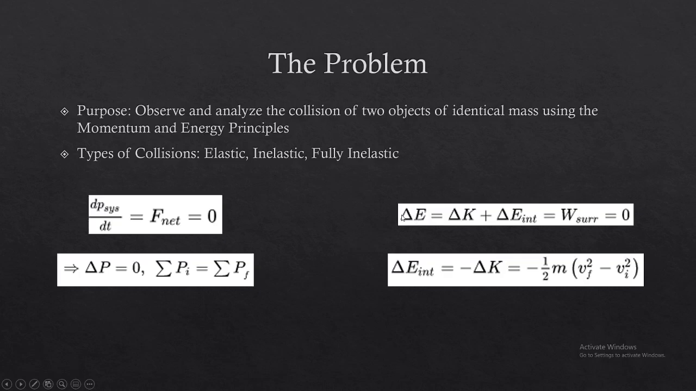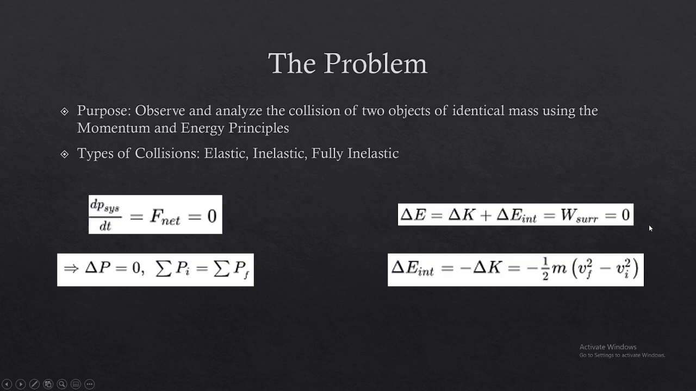When applied to the energy principle, we get that the change in energy of the system is equal to the change in kinetic energy plus the change of any internal energies, which is equal to the work of the surroundings. The work of the surroundings is equal to the force times displacement, which, remember, we found out that the net external force is 0, so this makes this expression equal to 0.